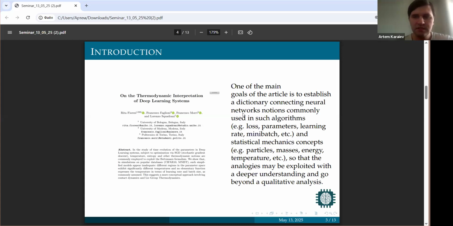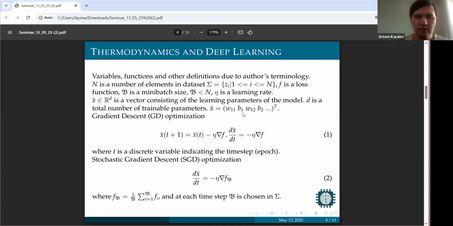And here let's start. I will start with the definitions, variables, and functions which the authors use. First of all, I need to say that the terminology and notation are sometimes different from what we use currently. They define the data set, loss function, mini batch size, learning rate, and use common terminology for this. But the main object of the article is the vector x, which they write as x bar, and the bar means that this is a vector.